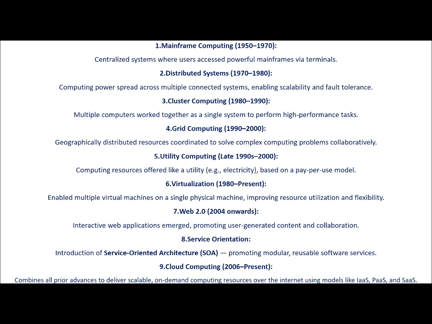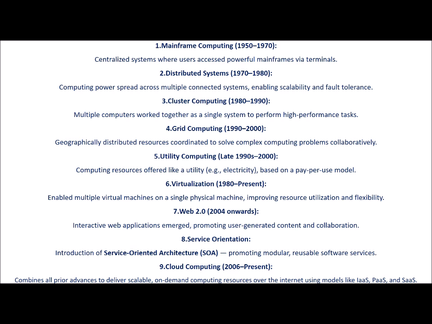And the next one is grid computing. So grid computing is nothing but geographically distributed resources coordinated to solve complex computing problems collaboratively. Means the resources are located in different geographical spaces. And the next one is utility computing, where computing resources are offered like a utility based on pay per use. How much we are using, that much we can pay and go. And the next one is virtualization. So virtualization is nothing but enabling multiple virtual machines on a single physical machine to improve resource utilization and flexibility.